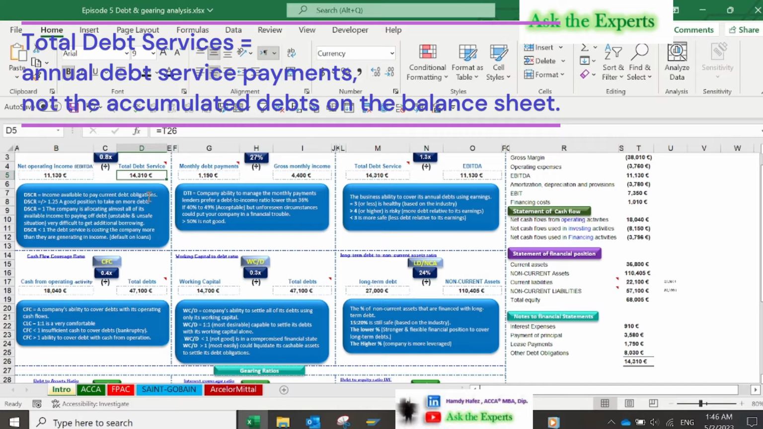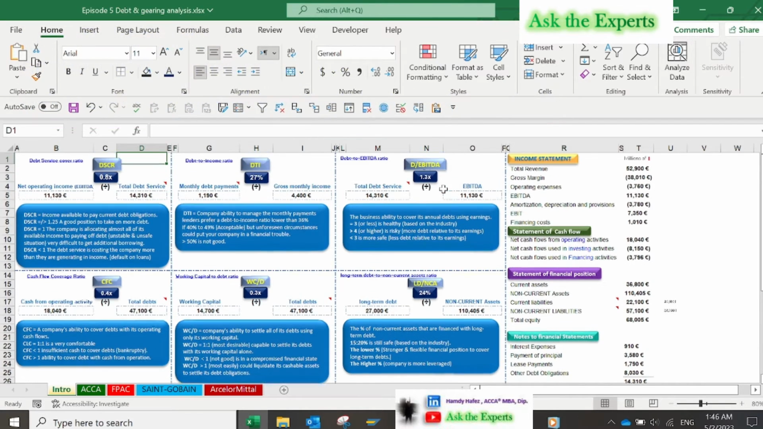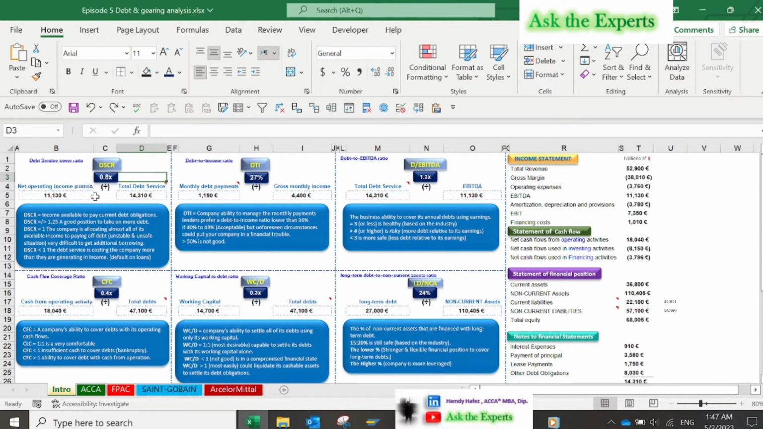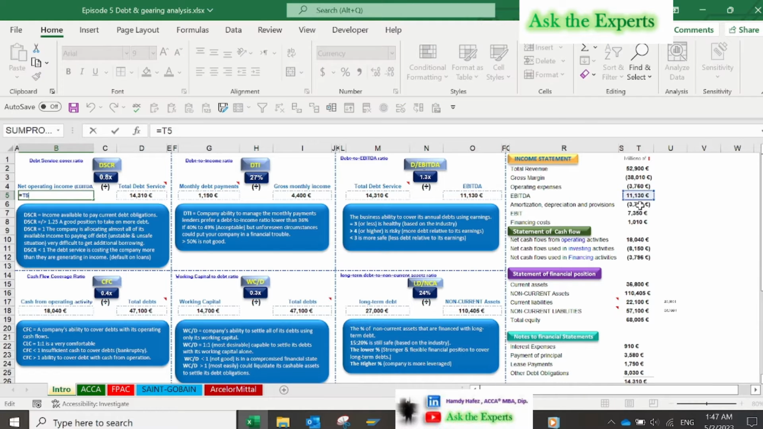1.25. A DSCR equal to or greater than 1.25 means the company is in a good position to take on more debt in case of need. If the DSCR equals 1, it means that the company is allocating almost all of its available income to paying off debt. And if it is less than 1, it means that the debt service is costing the company more than it generates in income, which is a business failure indicator.